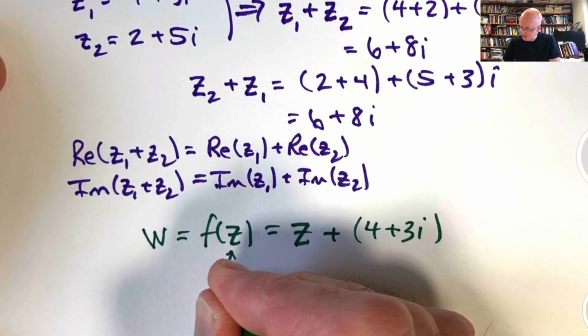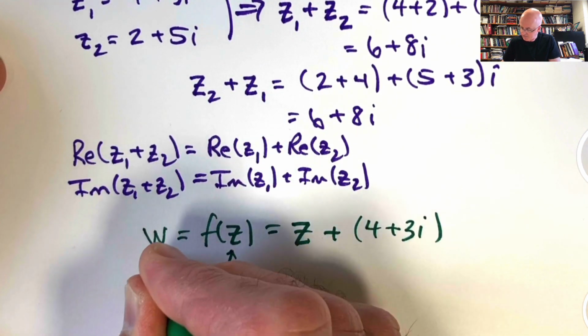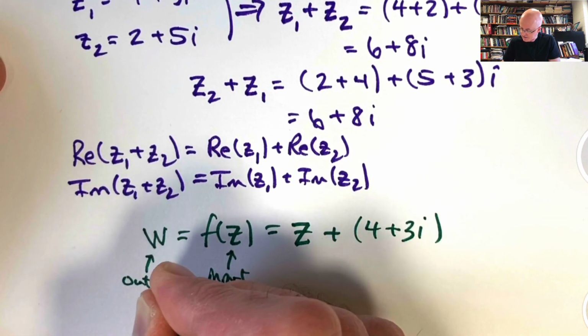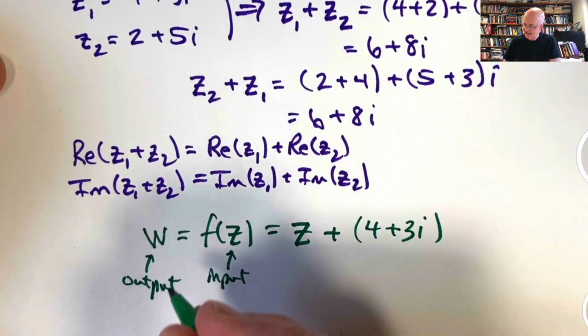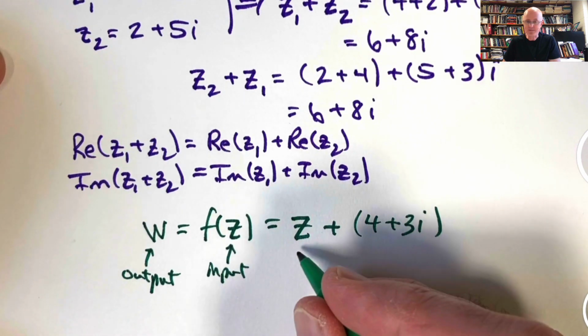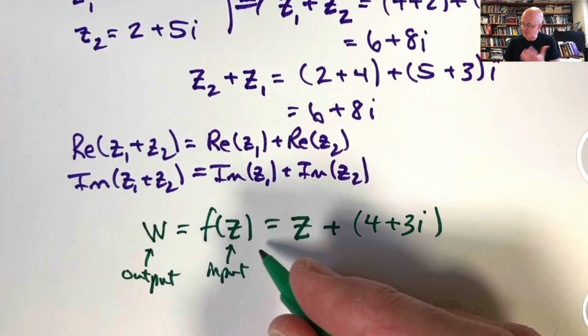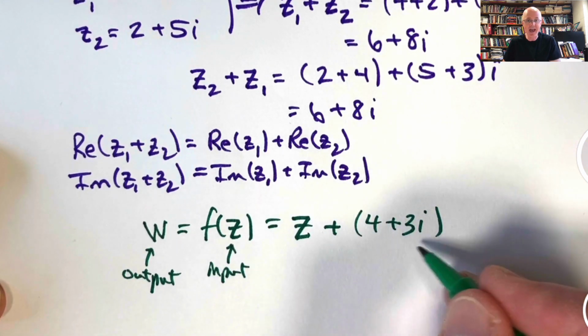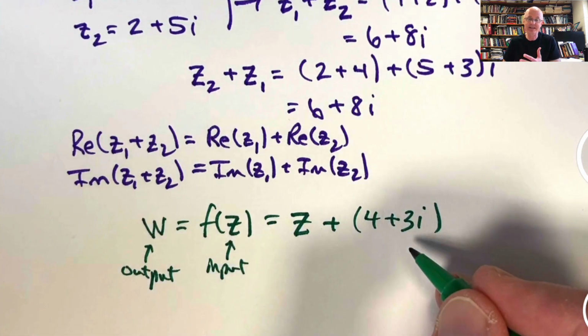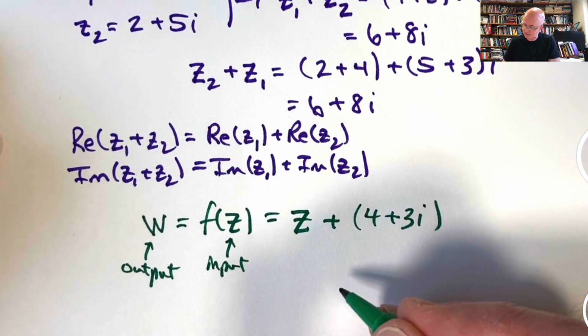z is the input, w is the output. You could call z the independent variable and w the dependent variable. f is the function name. I'm taking an input z as a complex number, and this formula is telling me take that z and add 4 plus 3i to it. This is our first complex function of a complex variable.